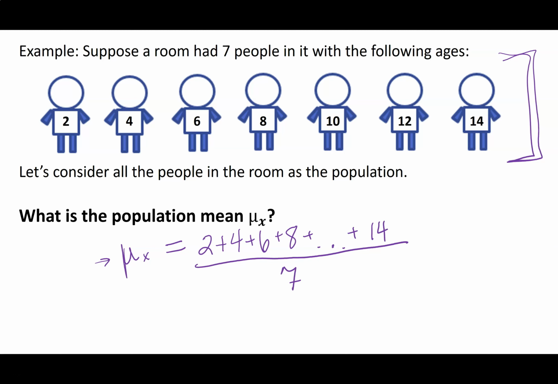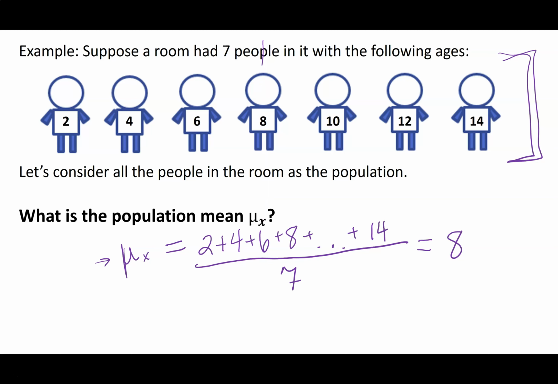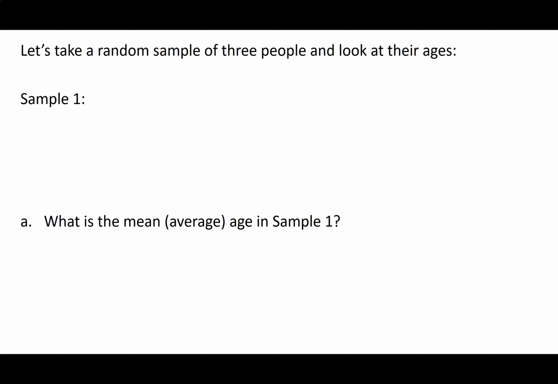And when I do this, definitely feel free to check the numbers here. I should get 8. And if you think about it, 8 is smack in the middle. So there's 8. These are both 2 away. These are both 4 away. These are both 6 away. It's perfectly symmetric that way. So my mean is 8 years old.